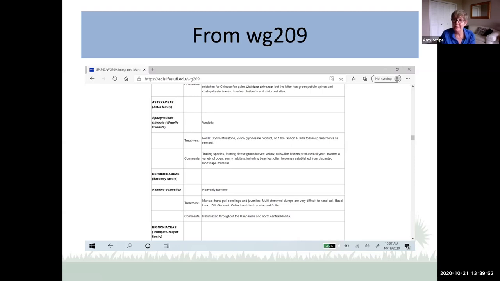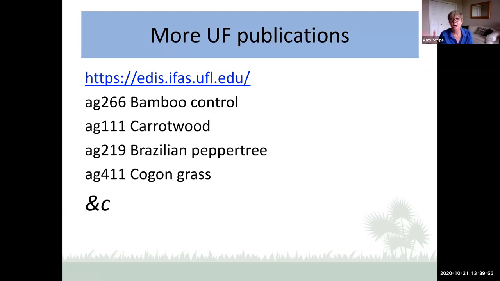And if that weren't enough, there are more UF publications on specific plant species. There is one on carrotwood, one on Brazilian pepper tree, one on cogongrass. Typically, if it is a prohibited or a really insidious invasive, these entire publications are devoted to life cycle, control and management. You'll find a lot of invasives publications that are all about how they grow, what hardiness zone, and what their growth habit is, and you're going, where's the control? But if you're looking for control on those, you can go to that previous publication I just showed and you'll find that information.